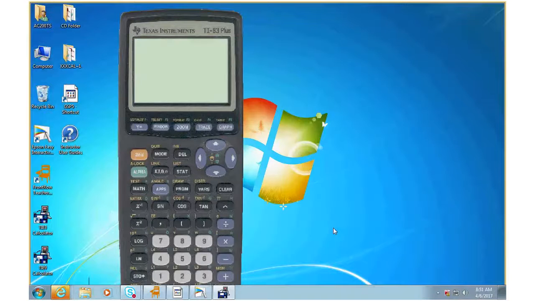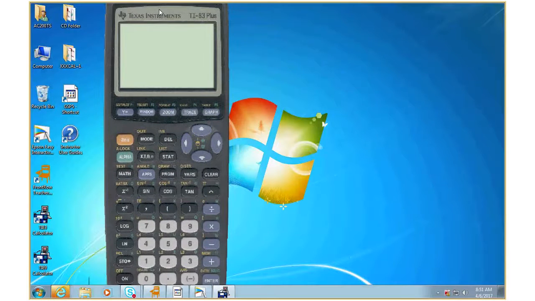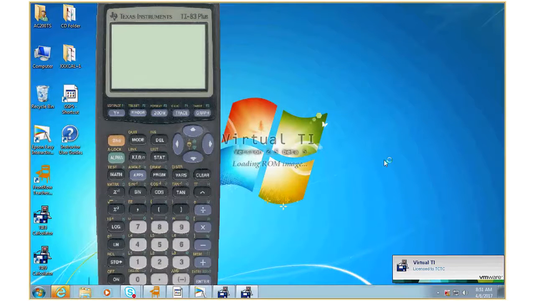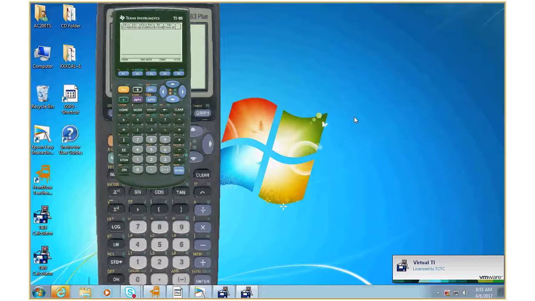All right. You've got a TI or a TI-89. It really doesn't matter which one you have. The TI-89 is a little bit more calculus based.